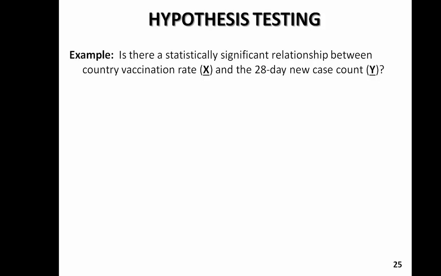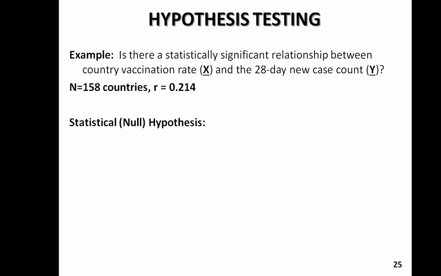And so we set up the question here, whether there is a statistically significant relationship between country vaccination rate, that was our predictor variable, and the 28-day new case count, which is our criterion variable. Our sample size is 158 countries, and our correlation coefficient is 0.214. So it's a low correlation coefficient, but we want to determine if it is statistically significant.